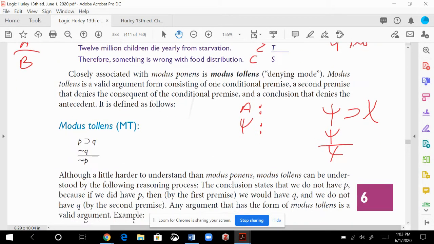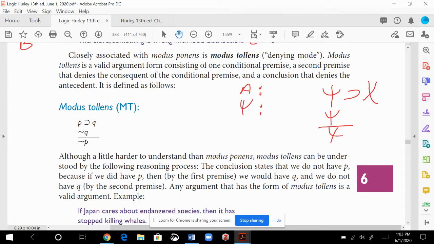Okay, so let's go. Modus tollens. And modus tollens looks similar to modus ponens. It has an if-then statement on the first premise, right? But what's the difference? It negates the consequent of premise 1, premise 2, conclusion. And I could put P1, P2.